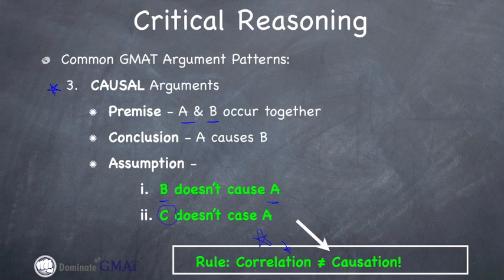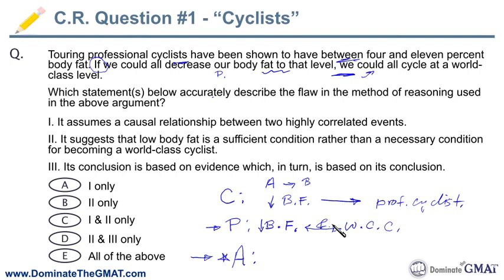So let's go back to our argument. Just because we see these two things together, the flaw in the argument is that two things that are correlated don't actually necessarily have a causal effect. Does that make sense? And so that's what's going on. And so that, again, is our assumption, and we might want to write that out on our paper, that B doesn't cause A. How do we know that it's not being a professional cyclist that's actually causing the low body fat, right? Well, that stands to reason, because if you're bicycling 5 hours a day, of course you're going to have low body fat, right?